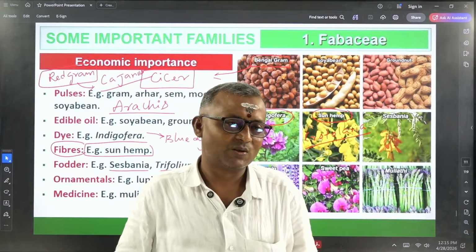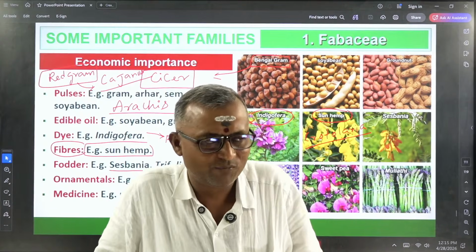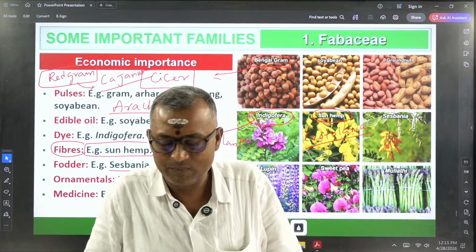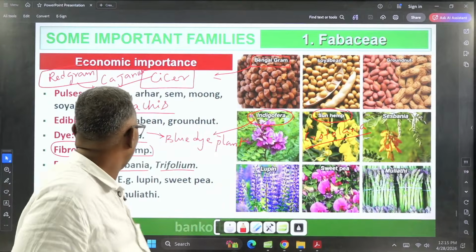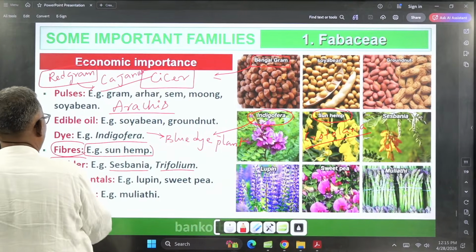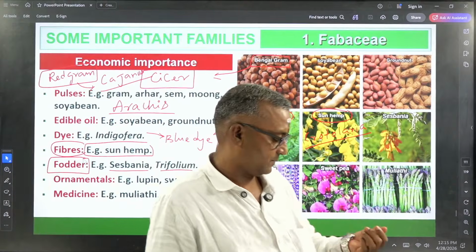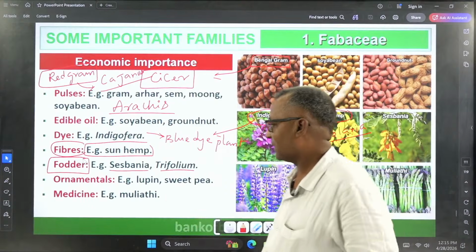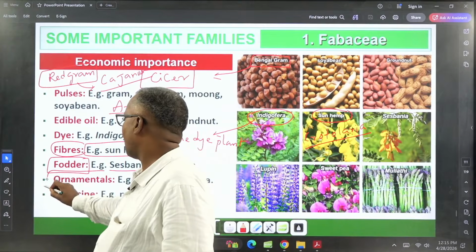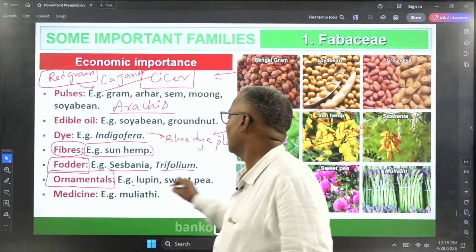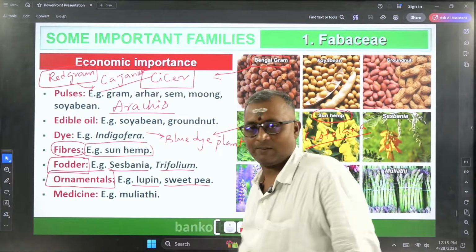So in English, it is called Sesbania only. Trifolium also is called Trifolium only. These two plants are used as fodder for cattle. Fodder. So this is another important thing. Then we also have some ornamental plants. What are they? Lupin and sweet pea.